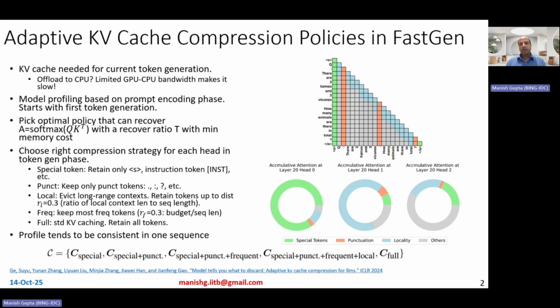Now, for very long generations, one way to manage this cache is to offload some part of it to CPU. However, because of limited PCIe GPU-CPU bandwidth, this kind of offloading to CPU makes it super slow. What can you do in these cases? One of the methods that this paper proposes is called adaptive key value cache compression, which focuses on different kinds of compression for every head in every layer.